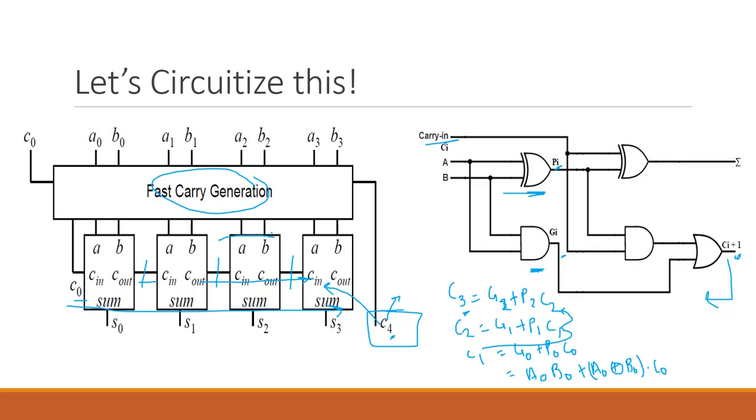This is how we generate what is called a fast carry generation circuit, or a carry look ahead, or CLA, because we are looking ahead in the carry. That means it's like looking ahead in the future. So that's why it's called a carry look ahead or a fast carry generation circuit. And this is how it looks.